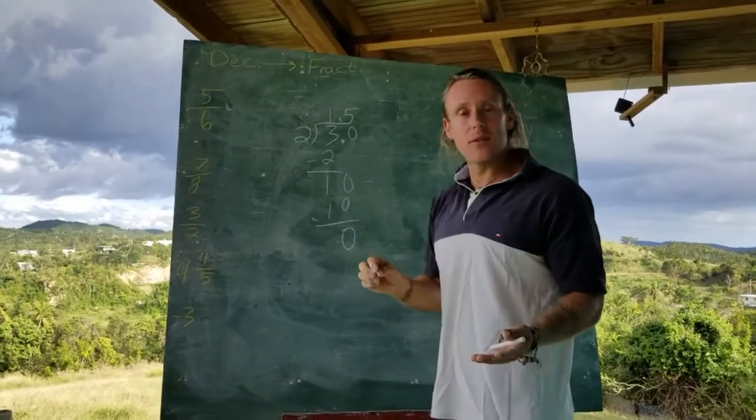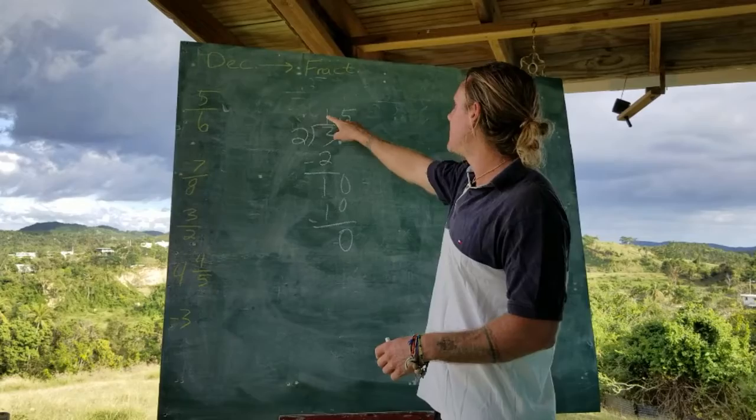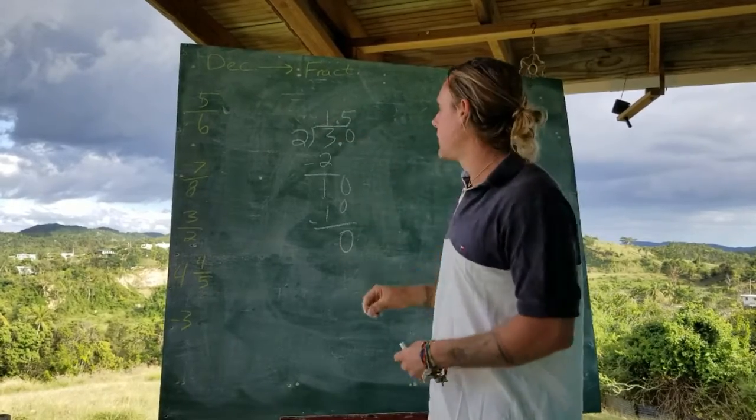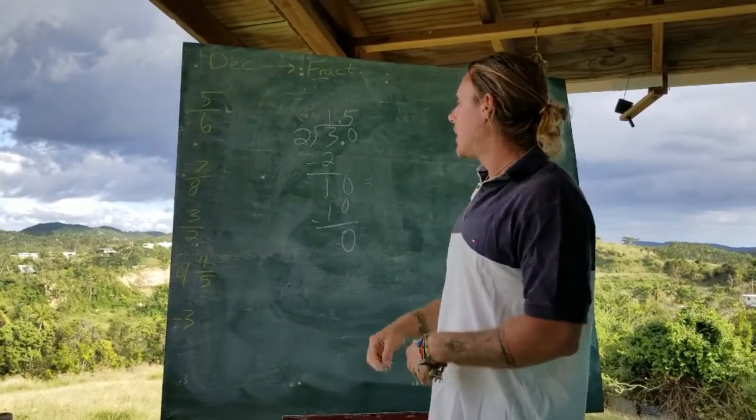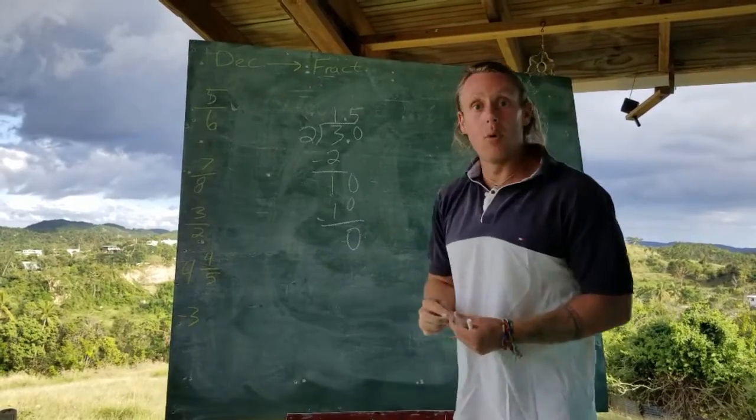1.5. Hey, that makes sense with our pizza drawing, doesn't it? 1 whole pizza and a half of a pizza, or 0.5 of a pizza. So 3 over 2 translates to the decimal 1.5.